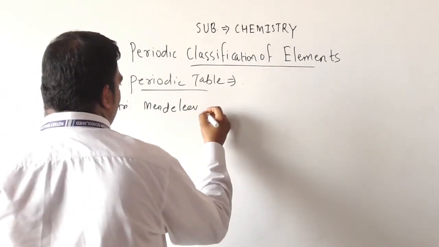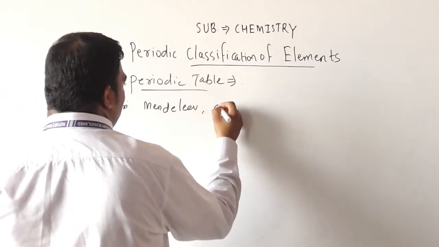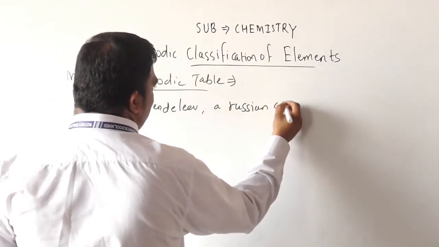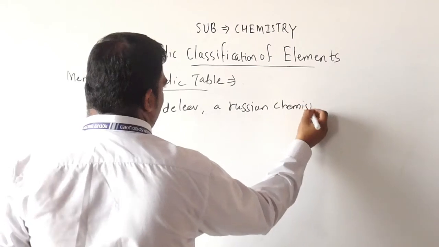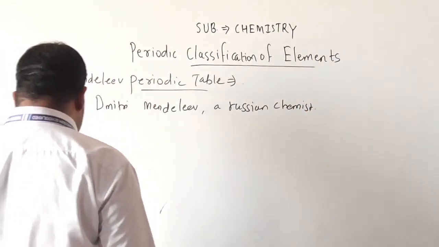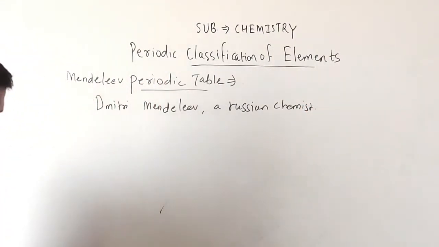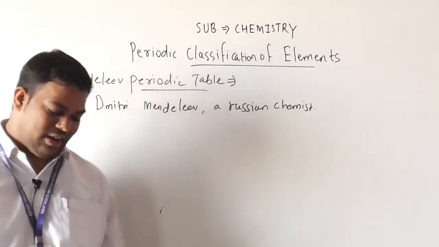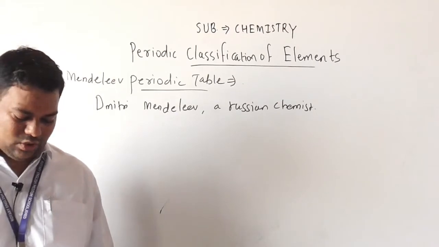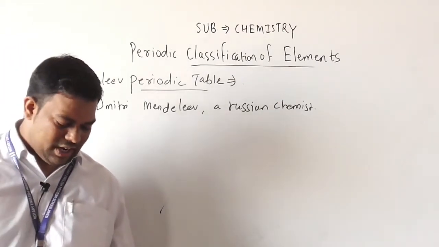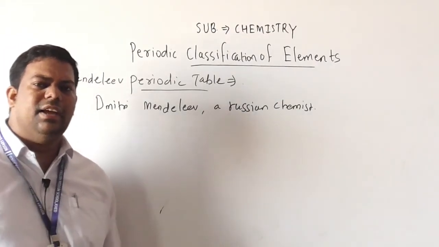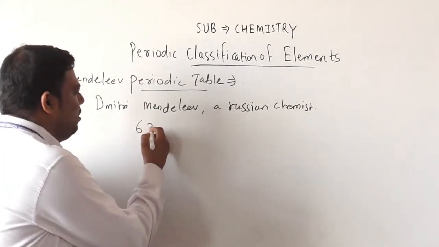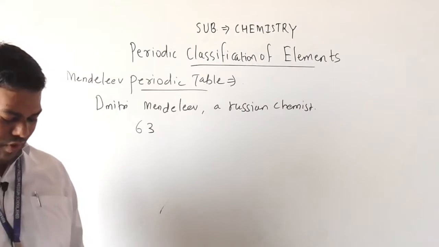Dmitri Mendeleev was a Russian chemist. He arranged elements on the basis of their atomic masses. When Mendeleev started his work, at that time only 63 elements were known. How many? 63 elements were known.